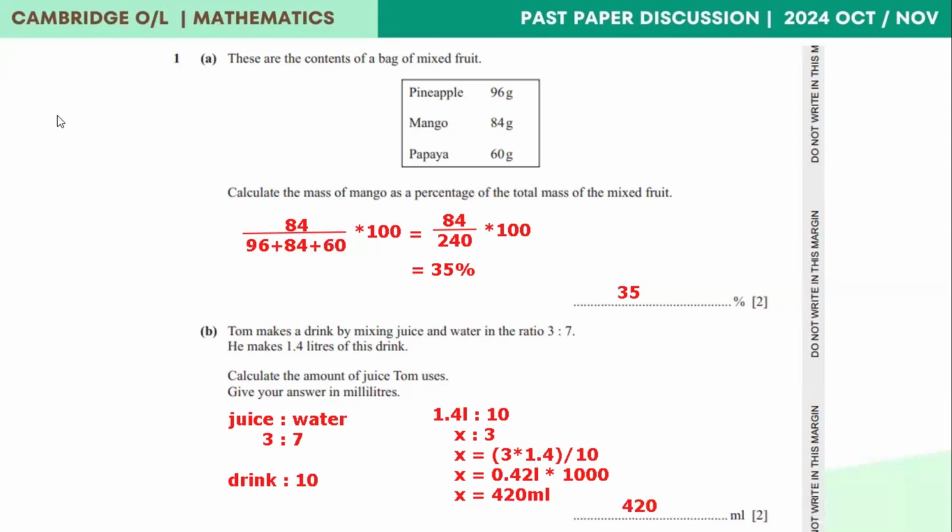They gave us the ratio between juice and water, and they gave us the total volume of the drink entirely. So we had to find the amount of juice Tom uses. The drink's ratio would be the addition of the juice and water ratio, because the total is going to be the drink. So 1.4 liters is to 10. We are finding the amount of juice, so we are finding the 3 ratio. We cross multiply and we get 420 milliliters. Let's move on to the next question.